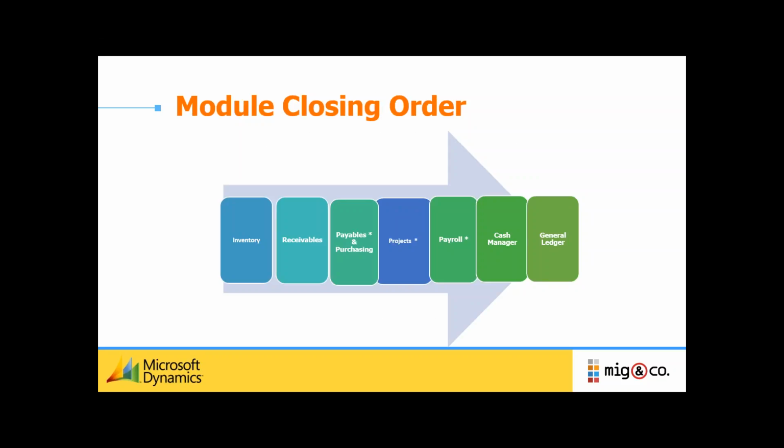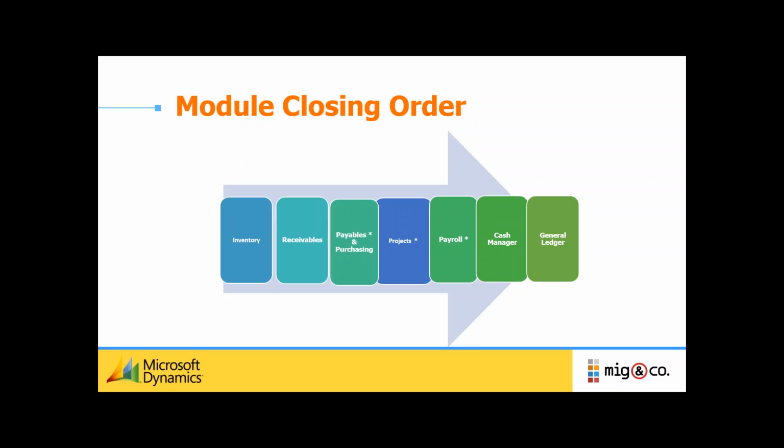Closing the modules is in this order, and the last one that can be closed is your general ledger. It's the one that holds all your transactions and all your final entries for reporting to your financial statements. So in the left-hand side, we show inventory, receivables, payables, and purchasing because they close together. Projects has its own set of closing processes. Payroll has a little nuance because of fiscal versus calendar year. Cash manager also needs to be closed before you can close your general ledger.